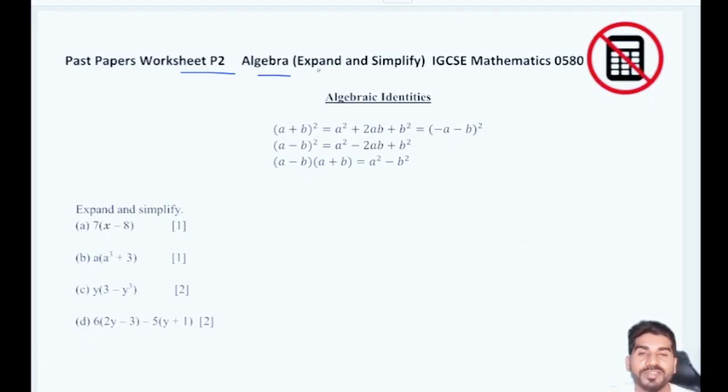This is a very simple worksheet related to expansion and simplification. So there are some algebraic identities given here. The first identity is (a plus b) whole square, which is equal to a square plus 2ab plus b square. Even if b is negative, it will again be the same here: a square plus 2ab plus b square. Similarly, (a minus b) whole square actually equals a square minus 2ab plus b square. And the third identity is (a plus b) into (a minus b), which will be a square minus b square. We will use these three identities in the coming worksheet maybe.